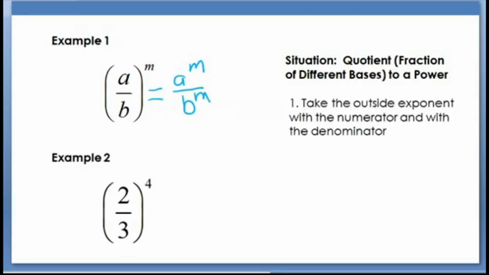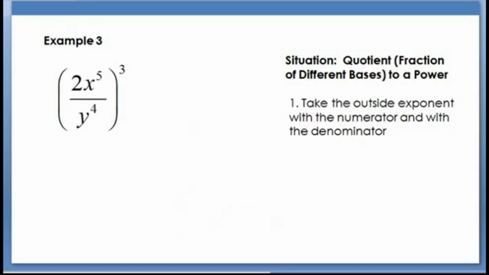For our next example, 2/3 to the 4th power. So we will take the 4 with the numerator and with the denominator. This will give us 2 to the 4th over 3 to the 4th, and then we would work those out. 2 to the 4th, it's 4 copies of the 2, is 16. 3 to the 4th, 4 copies of the 3, is 81. This will give us the same answer, but in a shorter form than making 4 copies of the entire fraction.